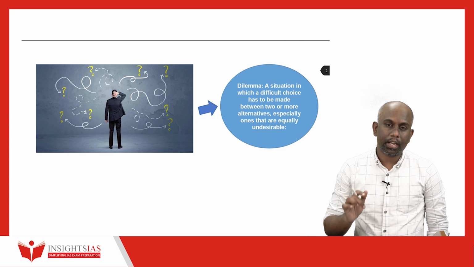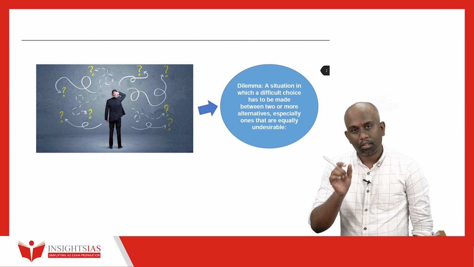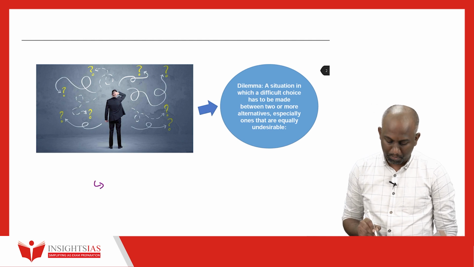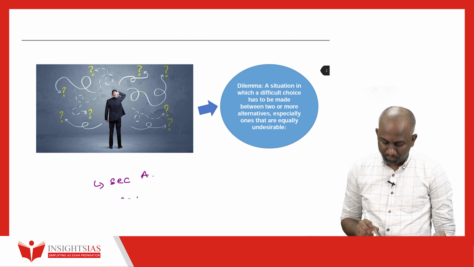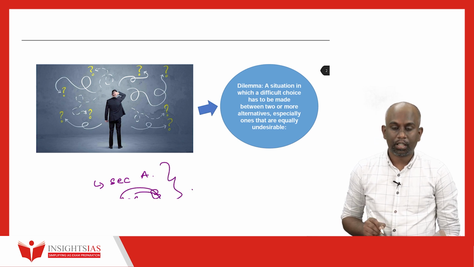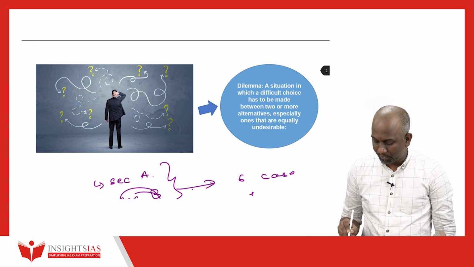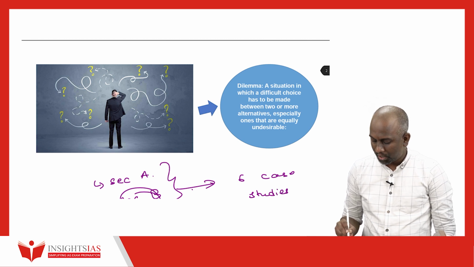What is the core idea behind a case study? You all know in your GS4 ethics paper, there are two sections, section A and section B. In section B, usually you will have 6 case studies and each of these case studies will be for 20 marks.